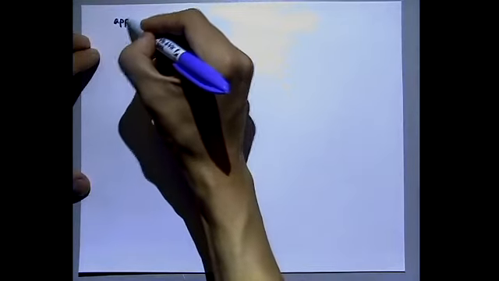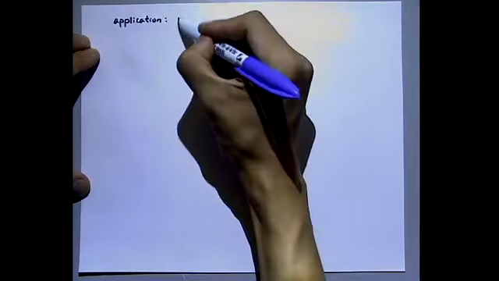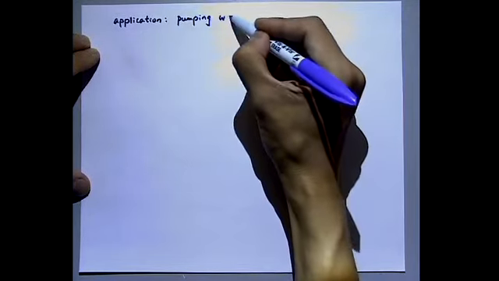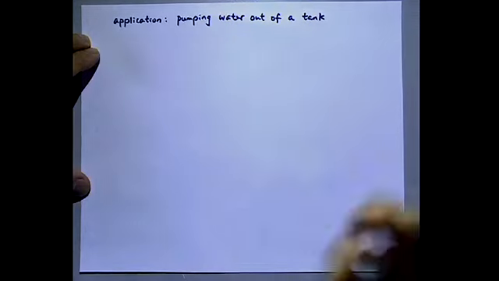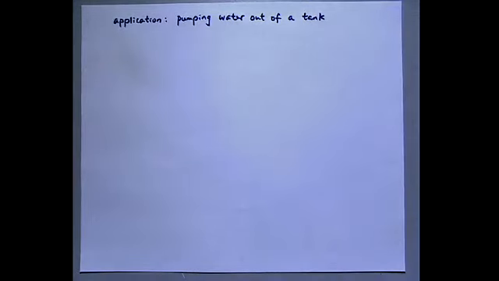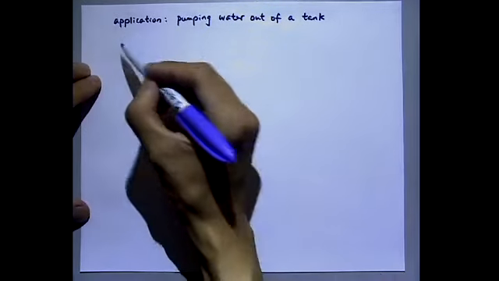Here's another application of work. Now, for example, if you have a tank full of water and you want to pump all of that water out over the top, obviously, you need some kind of motor, and you've got to put in some amount of energy. It could be electricity, it could be gasoline, but you need to provide energy. How much energy do we need to provide so that we can accomplish the task? That's what work is going to tell us.